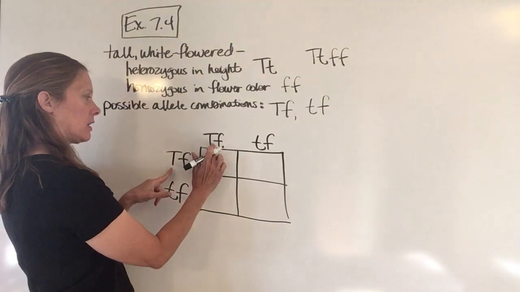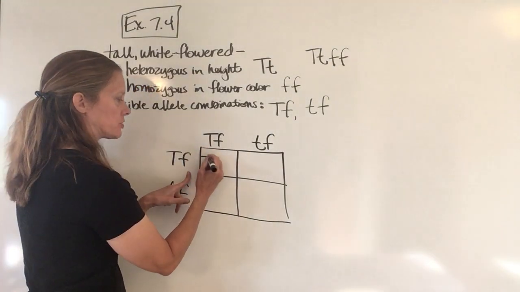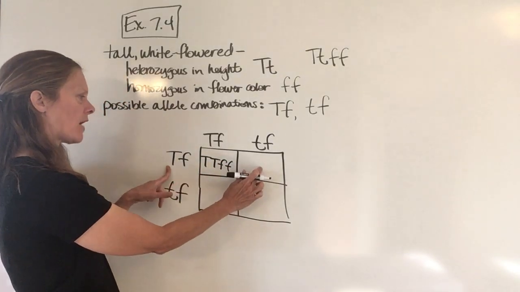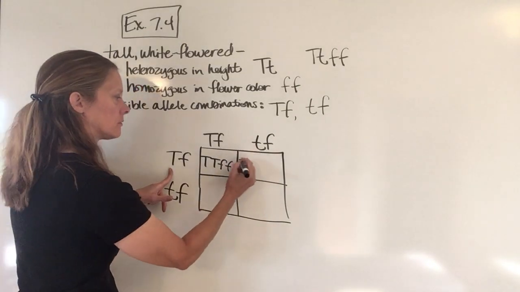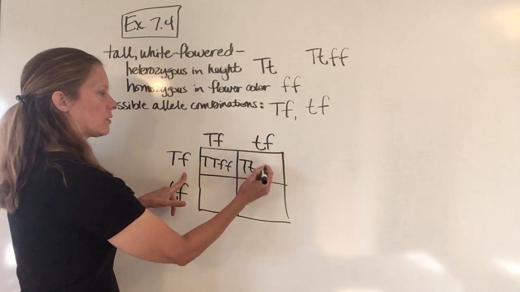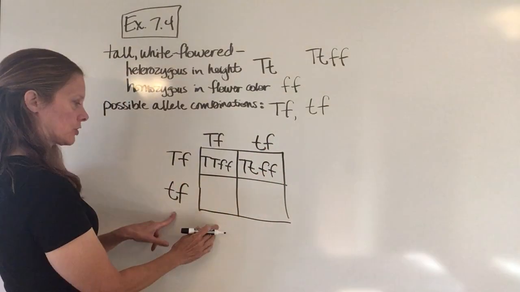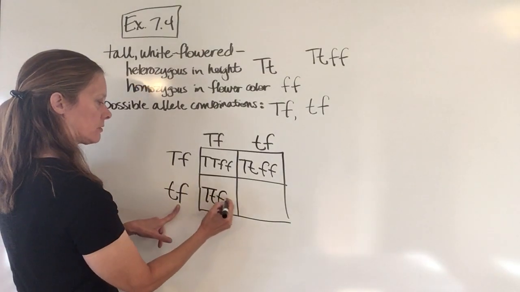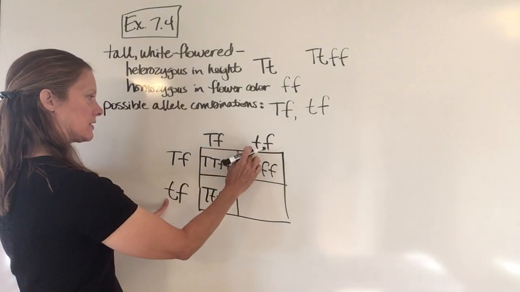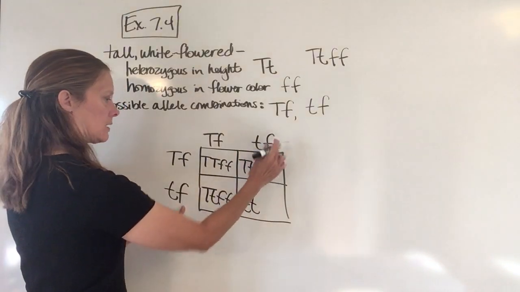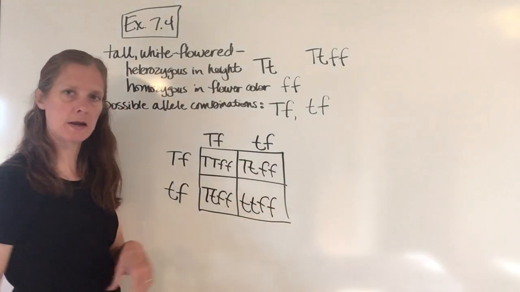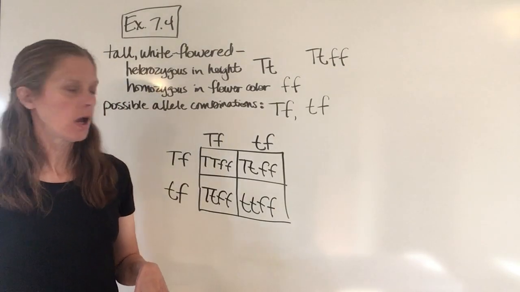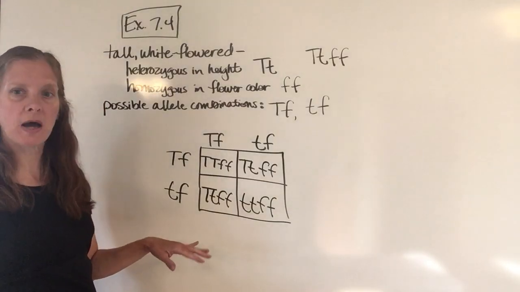So here I've got 2 capital T's and 2 little f's. So that's what this offspring is going to have, 2 capital T's and 2 little f's. This offspring, capital T little t and 2 little f's. Okay, now let's go down here. Capital T little t and 2 little f's. And here I've got little t, little t and 2 little f's. Okay, so I've got some different combinations here than I did before. So let's see what the possible genotypes are.